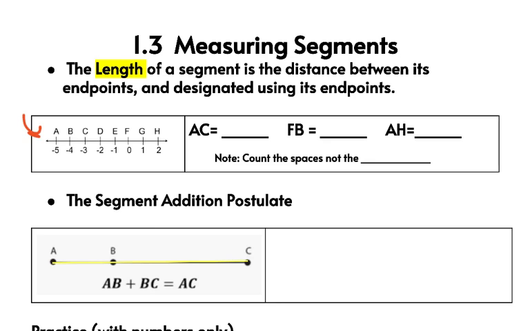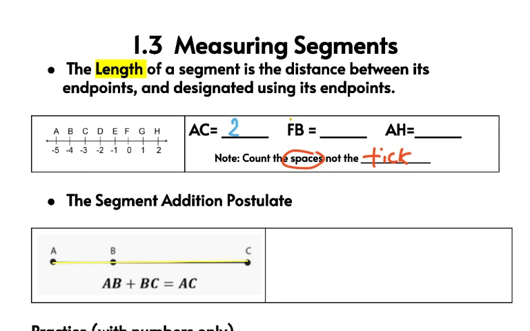Now, the easiest way to do that is to just count the spaces, not the tick marks. Because if you count the tick marks, sometimes, for example, from A to C, you might go, oh, 1, 2, 3. But we count the spaces, like here in blue, 1 space, 2 spaces. It's the easiest way to do it when it's on the number line. That's not what a textbook would teach you, but honestly, it's the most common sense way to do it.